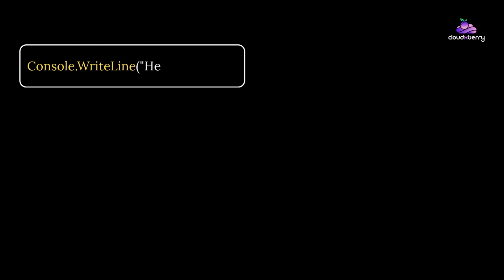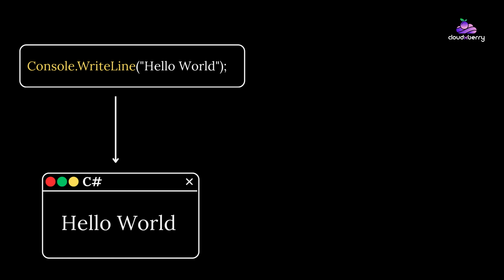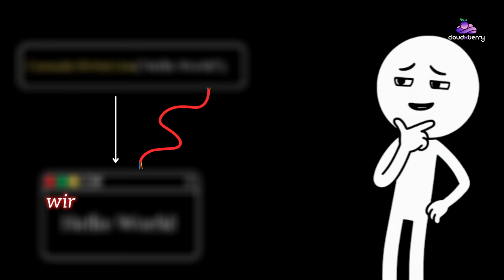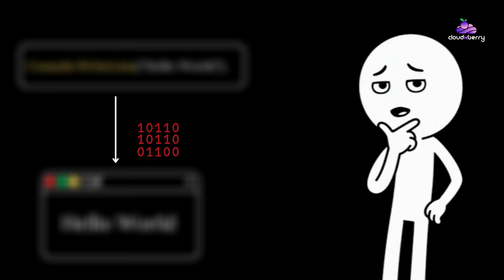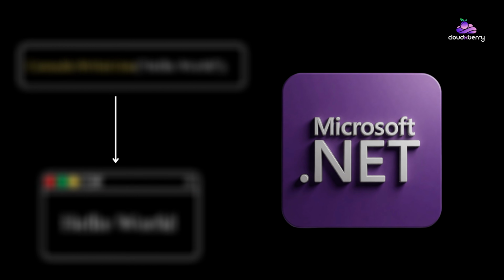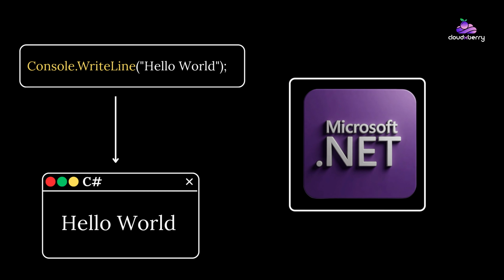Look at this line of code on screen. One line, that's it. But think about what's happening behind it. You didn't manually wire up the console. You didn't send bytes to the display. You didn't talk directly to the operating system. .NET handled all of that for you. One line of code, and there's an entire platform doing the heavy lifting underneath.